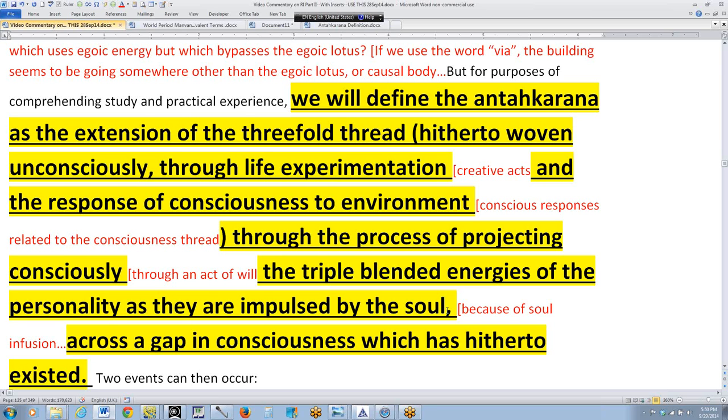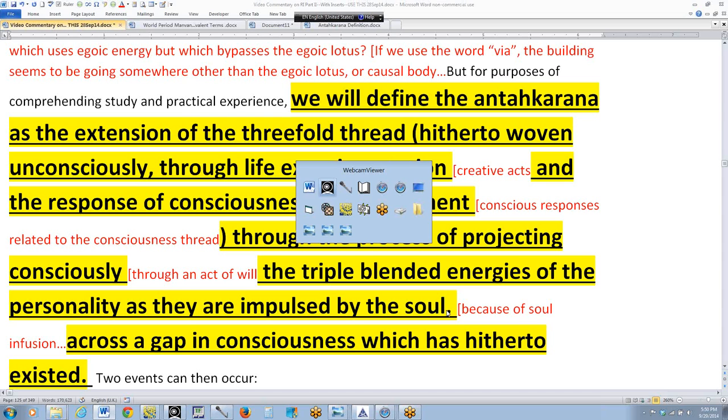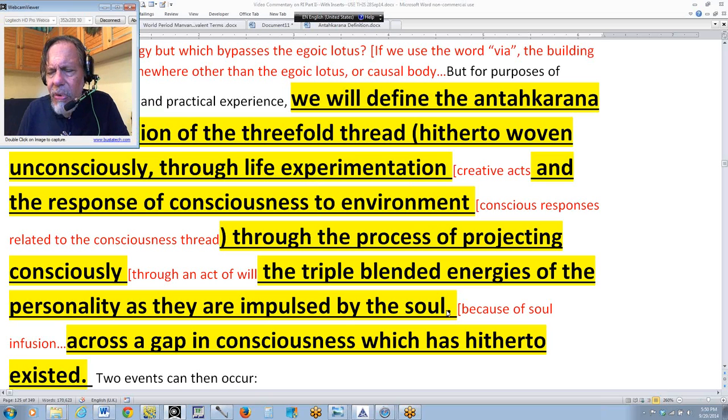So we really have to ponder on this. The energies of the Antahkarana really involve an extension of what has been created through experiment and response. And then comes a willful, conscious projection of these energies, and that projection is impulsed by the infusion of the soul into the projecting point. We center in a projecting point, and fortified by the infusion of the soul, we imaginatively project, symbolically and imaginatively, across a kind of gap in consciousness which we visualize, and by means of that projection come in contact with that which we have not yet been able to contact. Well, this is an intricate, extended, and very important definition.